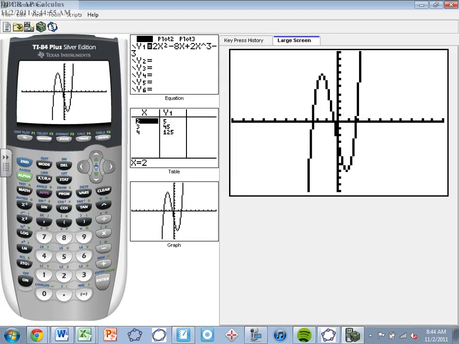Same method. Exact same method of entering. Second, calculate the 0 function, find the left bound, find the right bound.